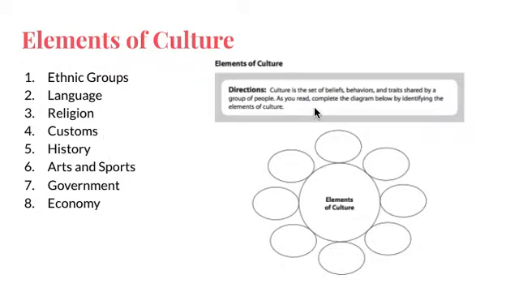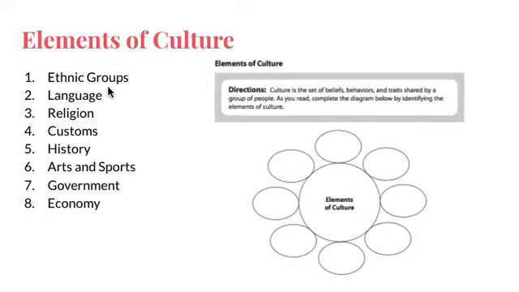As you read this section, complete the diagram below by identifying those elements of culture. Like I said, these 8 are going to be listed in these 8 circles on your note page. What I'd like you to do is draw a line off of each of those and then write, how does it actually apply to me? What's an example of my ethnicity, the language that I speak, the religion that I practice, the customs, history, arts and sports, government, and economy that influence the way in which I live my life?